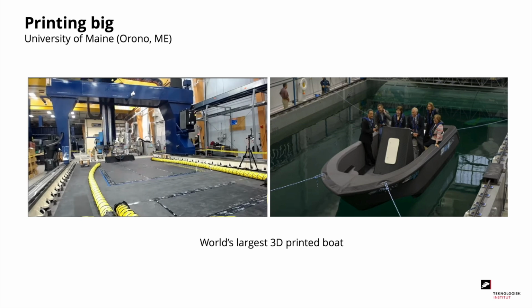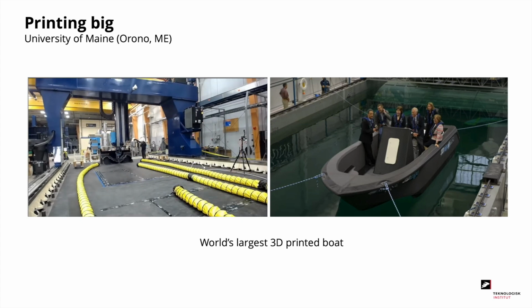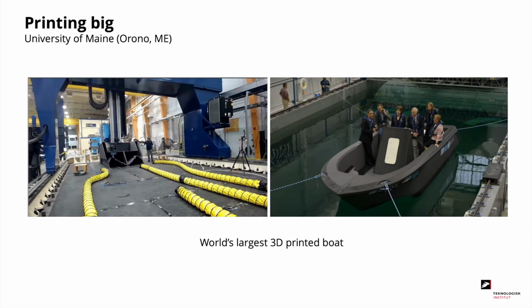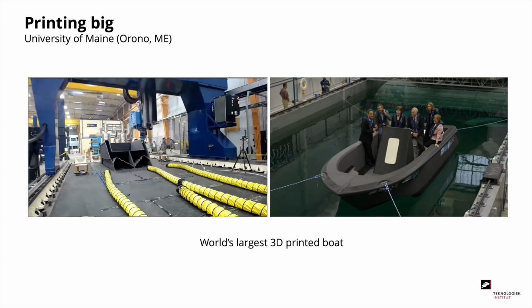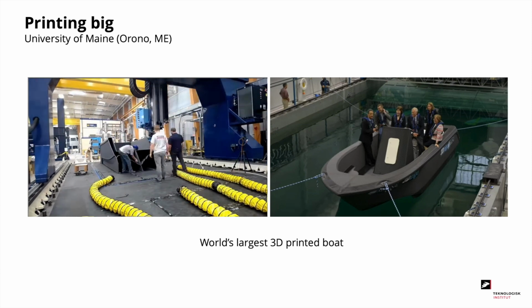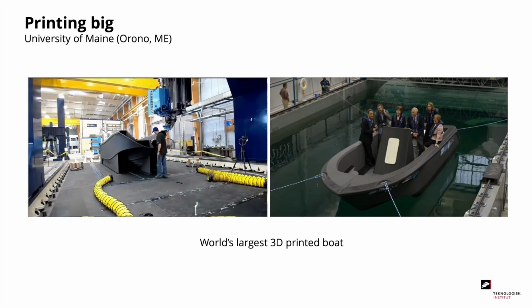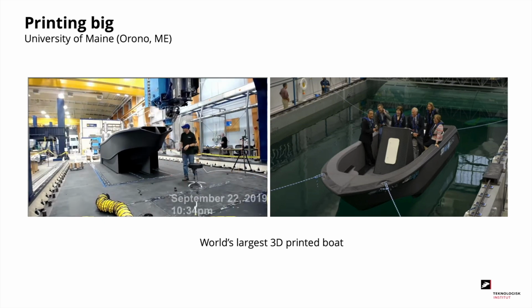Another design possibility with FDM printing is the ability to print big parts. This is because it's only the XYZ configuration that limits the size of the parts you print. As an example, the University of Maine has here printed a fully functional boat in one piece.